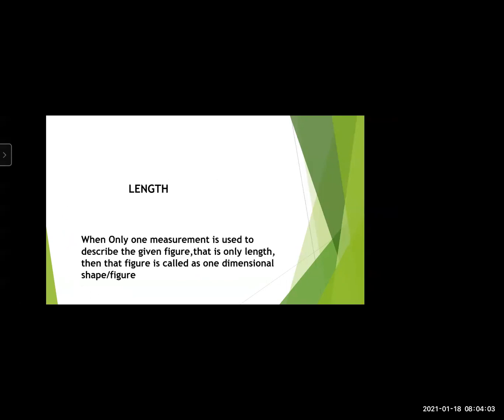First we will try to understand what these three-dimensional figures are, and how they look. What is the difference between dimensions and dimensional shapes? When only one measurement is used to describe a given figure, and only one measurement, that is only length, is required, then that figure is called a one-dimensional shape.